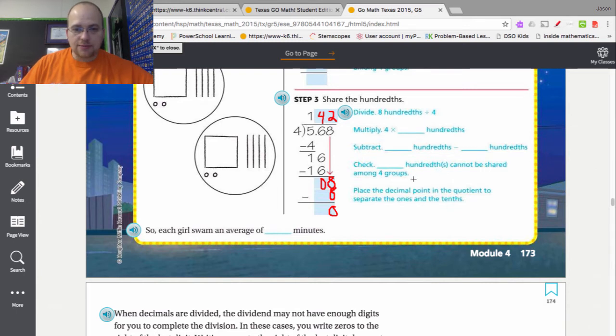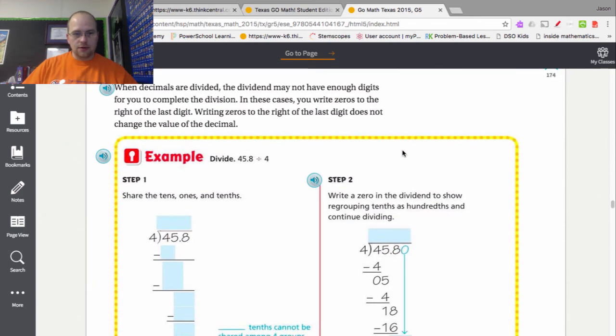But we have a decimal in the dividend. So all I want to do is take that little guy there and move it right up here. It goes right above. That's where it goes. So each girl swam an average of 1 and 42 hundredths minutes. Now that's not very hard. That's not really any harder than regular division. We just have to figure out where to put that decimal. So let's go down a little bit more.